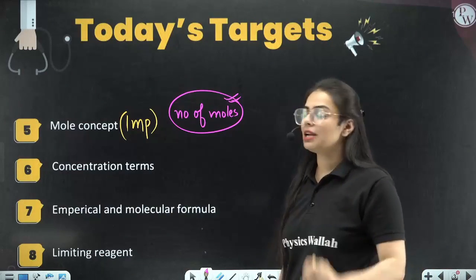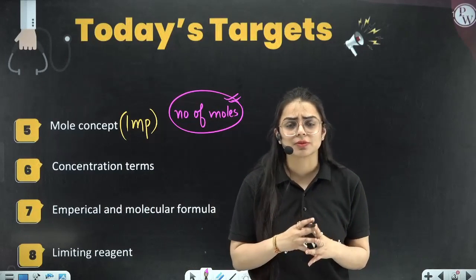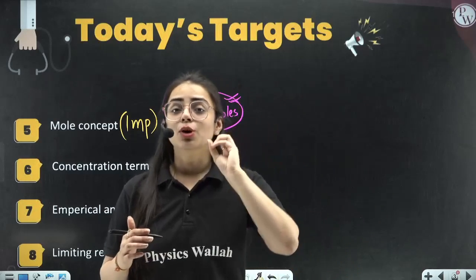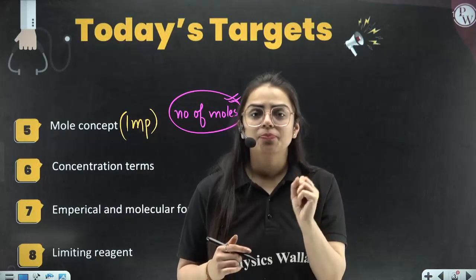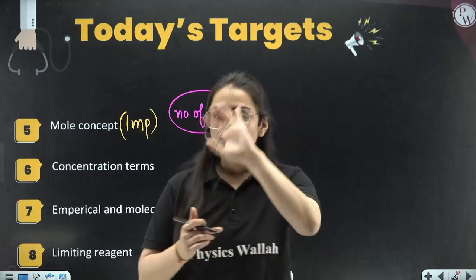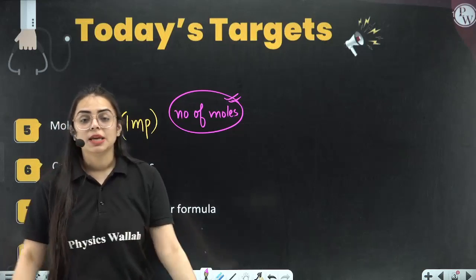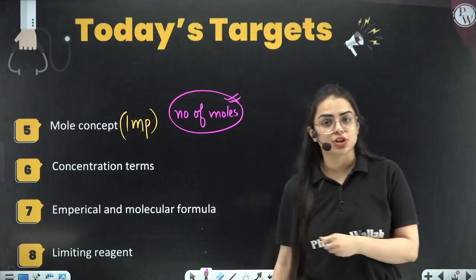Then we understand the concentration terms. What are concentration terms, ma'am? Concentration terms generally are molarity, then we talk about normality, parts per million. Okay, not molecularity, sorry for that. Molarity, normality, parts per million, mole fraction. These all lie under the concentration terms.